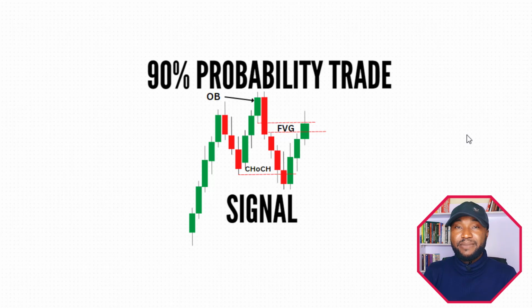Now, when you're trading the smart money concept, you have to understand some of the institutional reference points such as an order block, a fair value gap, liquidity voids, and different other things.